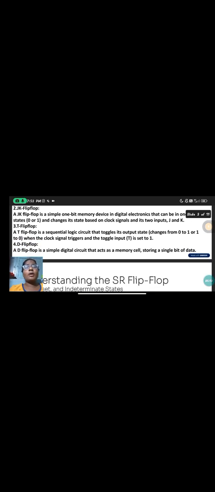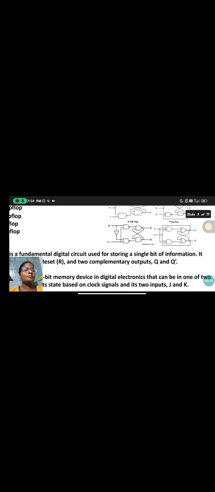Third one is T flip-flop. A T flip-flop is a sequential logic circuit that toggles its output, changing from 0 to 1 or 1 to 0, when the clock signal triggers and the toggle input T is set to 1. T means toggle. Toggle means changing 0 to 1 or 1 to 0. See this T flip-flop diagram. These diagrams have only small changes, all are the same.